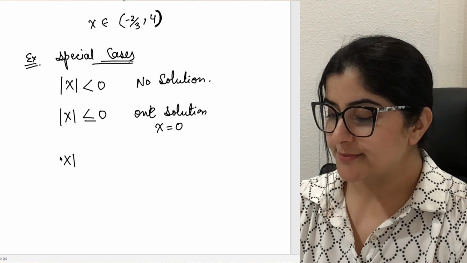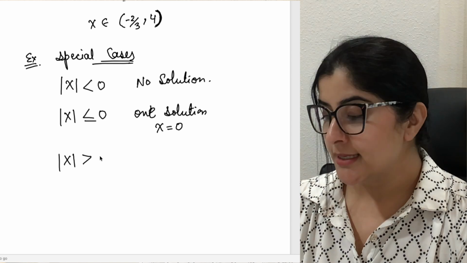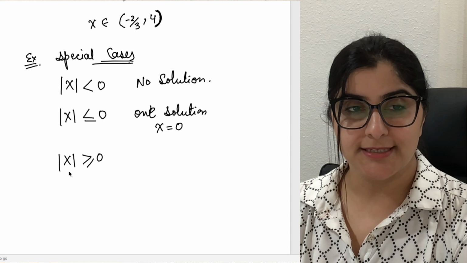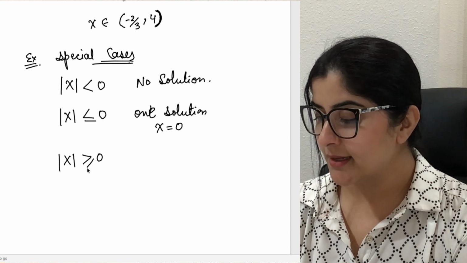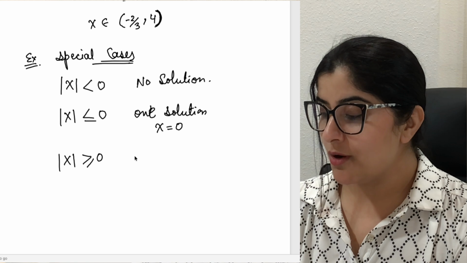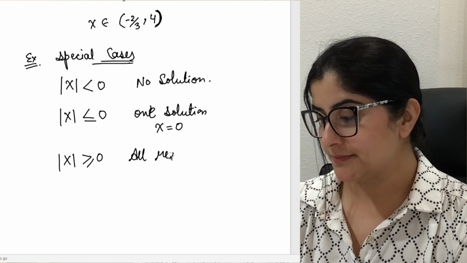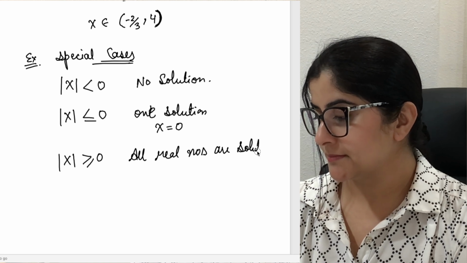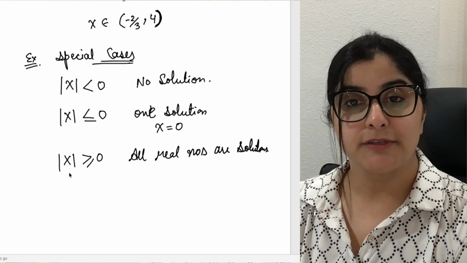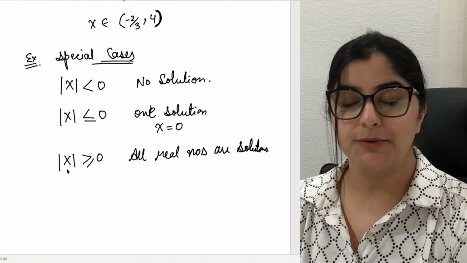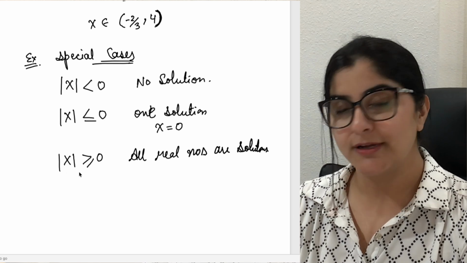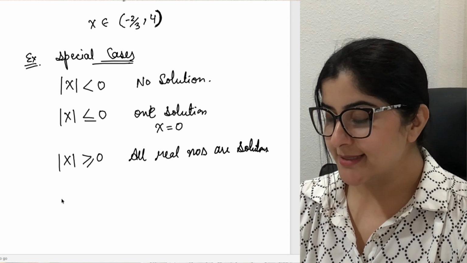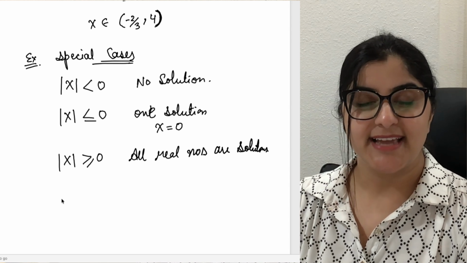Okay, if we are given that the absolute value of x is greater than or equal to 0, and we know that absolute value is always positive, so all real numbers are solutions. Because it is always positive, it is always greater than or equal to 0. You can input any x value, and the absolute value will make it positive, so it will be greater than or equal to 0. So these are the special cases for absolute value inequalities. Thank you so much.